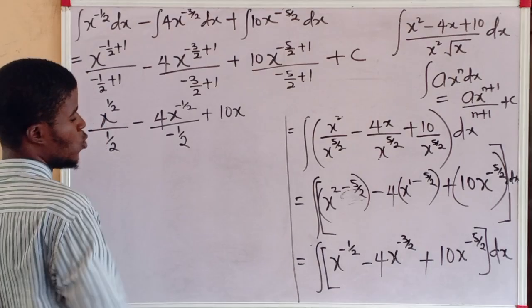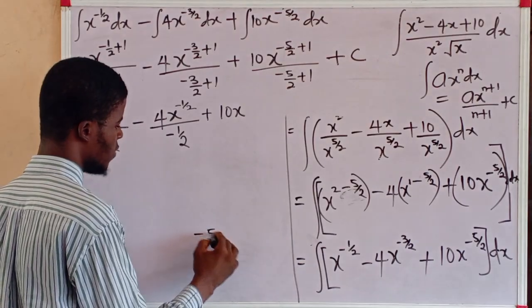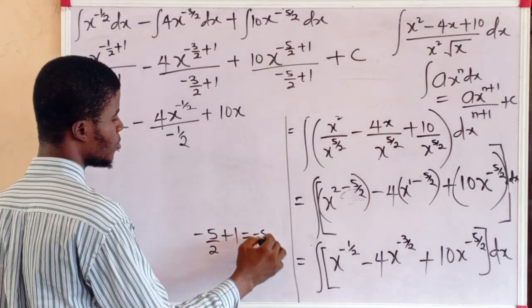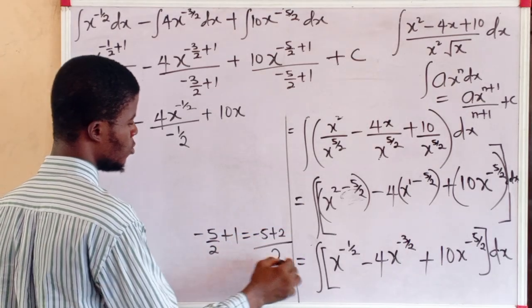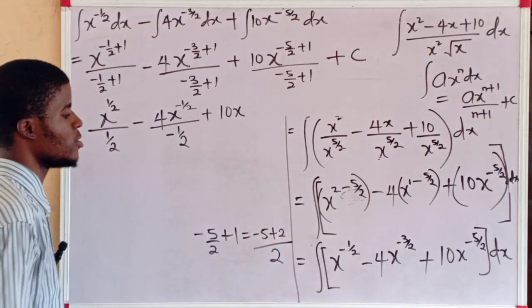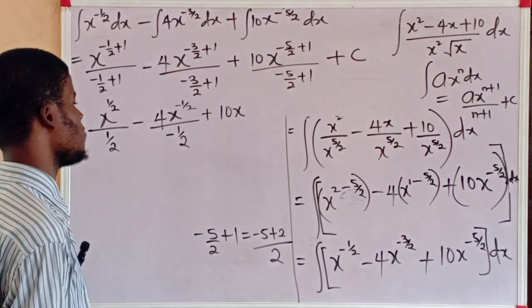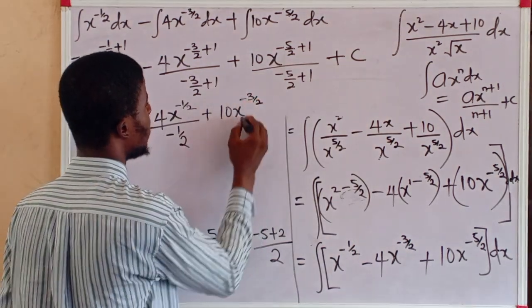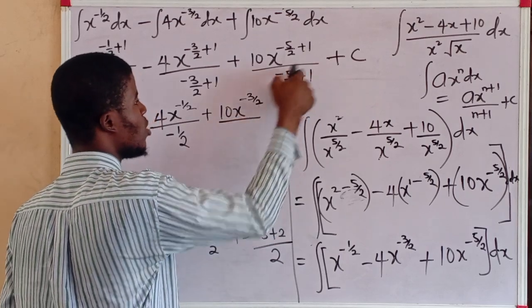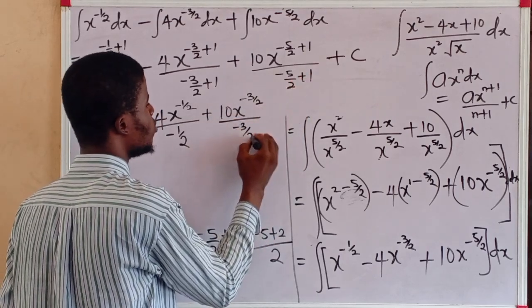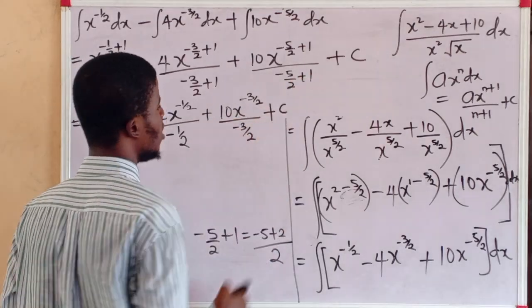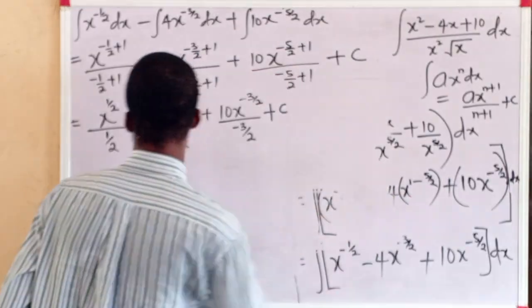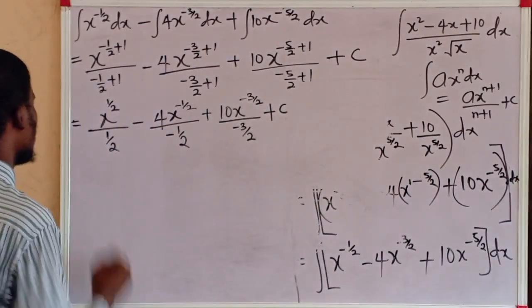Minus 5 over 2 plus 1, what is it? 2 times 1 is 2, all over 2. 2 minus 5 is minus 3. So we have minus 3 upon 2, all divided by minus 3 upon 2, plus the arbitrary constant c. We are still simplifying it. Let's see where we are going to end it.